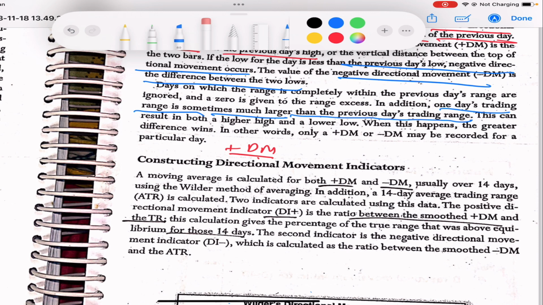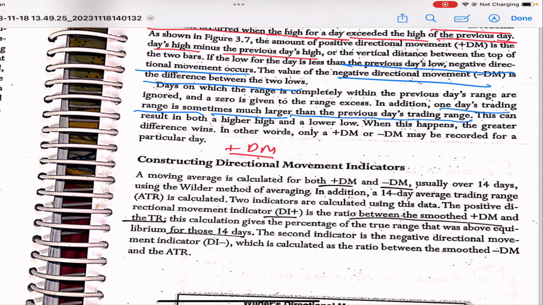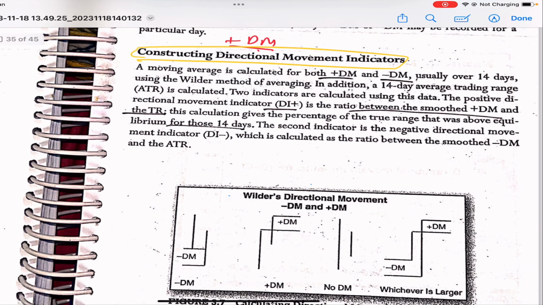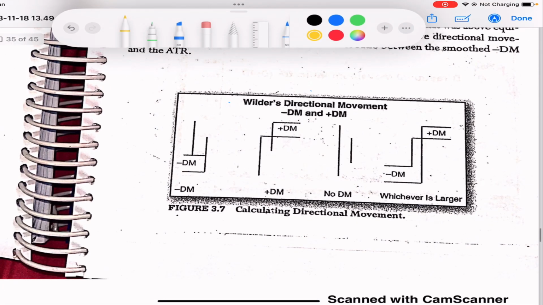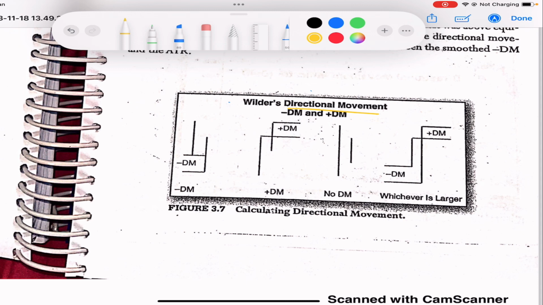Plus DM is when the high of today is higher than yesterday's high. Minus DM is when the low of today is lower than yesterday's. In situations when the high and low are both higher and lower than yesterday, the DM we would be considering is the one which has the more change in proportion. Now let's talk about the indicators which are basically using this concept which we have just discussed. So this is the DM, directional movement by Wilder.